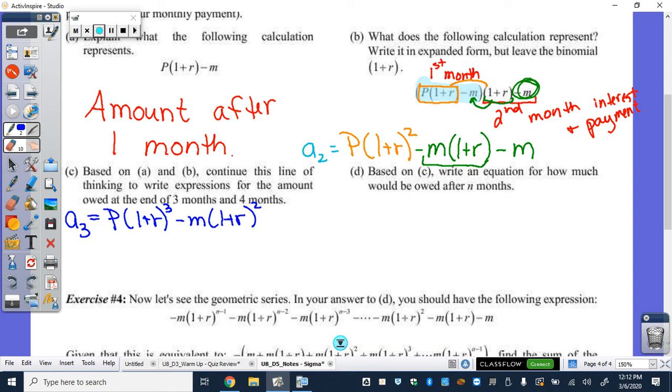The payment from my second month, which is this one here, would now have to be times the 1 plus R. And then I would end it with the payment from month 3. So now this is the payment from month 1, which was 2 months ago. The payment from month 2, which was now 1 month ago. And then this is my payment from this current month, month number 3.